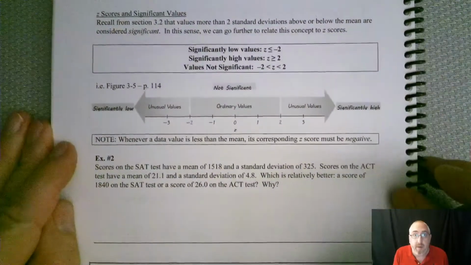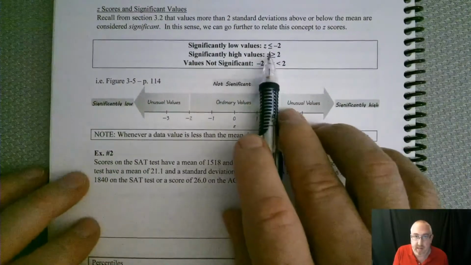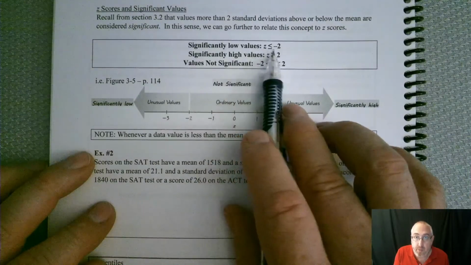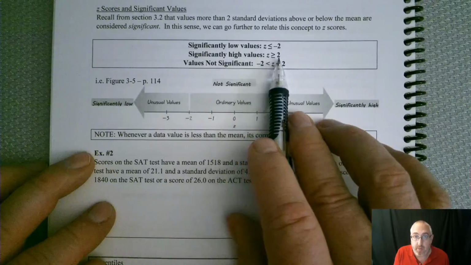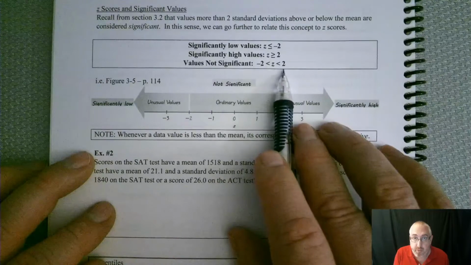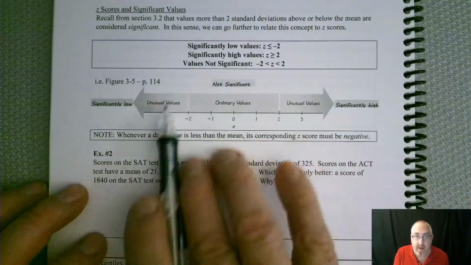So we have our z-scores and significant values, exactly how I explained it. When z is less than or equal to -2, it's significantly low. If z is greater than or equal to 2, then it's significantly high. And if it's strictly in between -2 and 2, then it's not significant. And we can kind of see the graphic here as well.